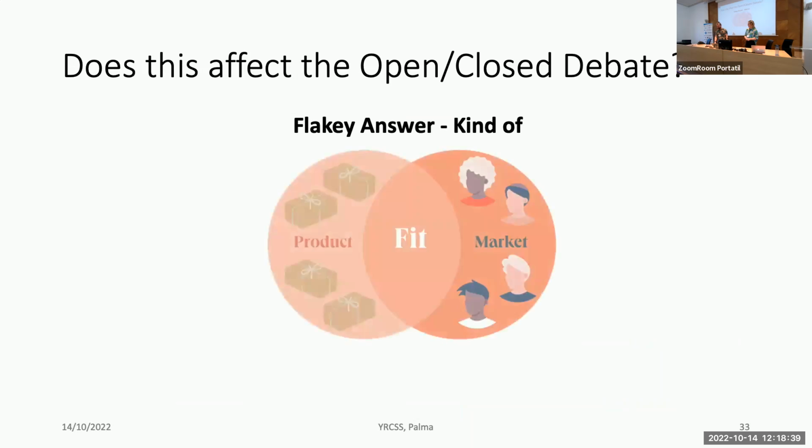The last point I'll raise here before we shut up, because I realize this is a very long and arduous talk, is: does this affect the open and closed debate that we were talking about earlier? My flaky answer to that, which I'm totally going to get out of, is kind of, and it really depends on this idea of product market fit, or what are you selling? So if you have a specific algorithm that you've written and what you're selling is, I'm going to take your data, run my secret sauce algorithm on it and give you the answer back, then probably don't publish that. At least not initially.